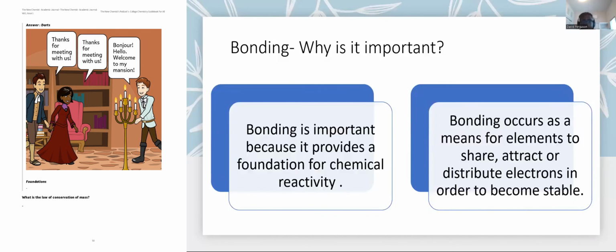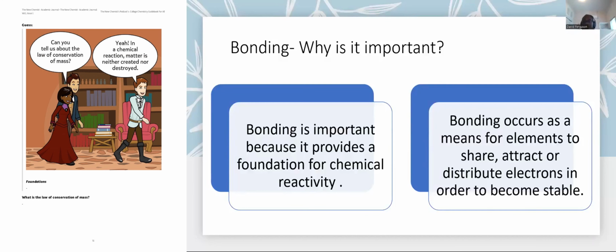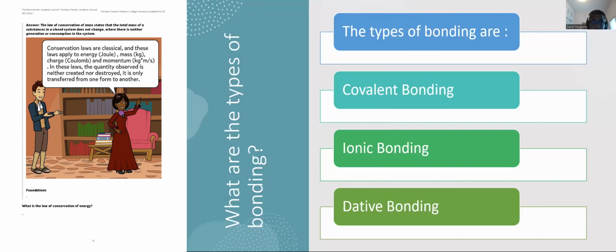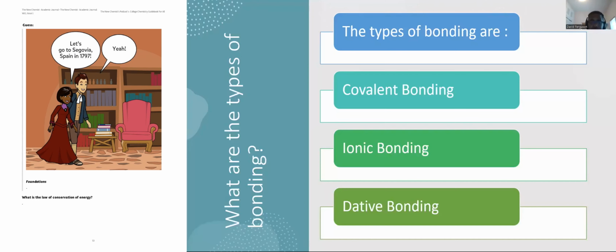Bonding is important because it provides a foundation for chemical reactivity. Bonding occurs as a means for elements to share, attract, or distribute electrons in order to become stable. So that's why it's important. Stability, just keep that word in mind.